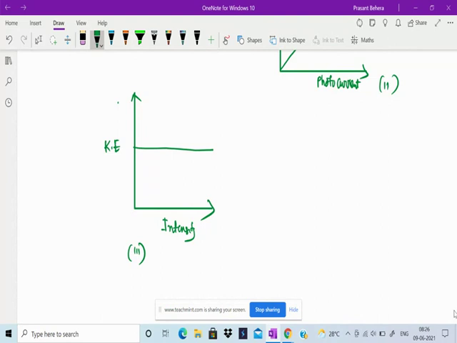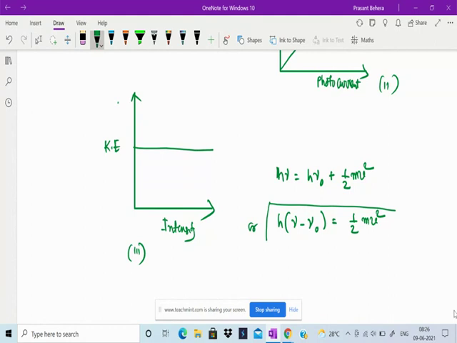So Einstein successfully explained it. He gave the equation h nu is equal to h nu naught plus half mv square, or h into nu minus nu naught is equal to half mv square. This is the equation. Einstein explained it with the help of the quantum theory of radiation. This h nu naught is also called the work function.